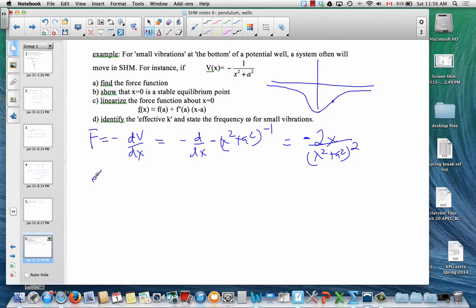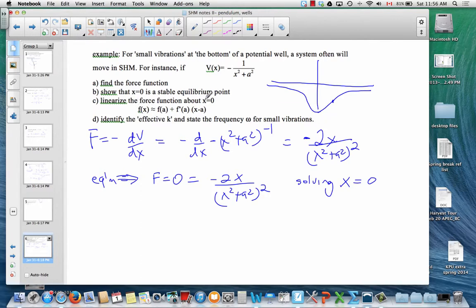So for the equilibrium points, equilibrium implies the force is 0. Now this denominator is never going to be 0, so the force is only going to be 0 when x is 0. And so we've got an equilibrium point at 0. From the plot of potential, we could see it's a stable equilibrium in that if we displace a little bit from the equilibrium point, we tend to come back to it.